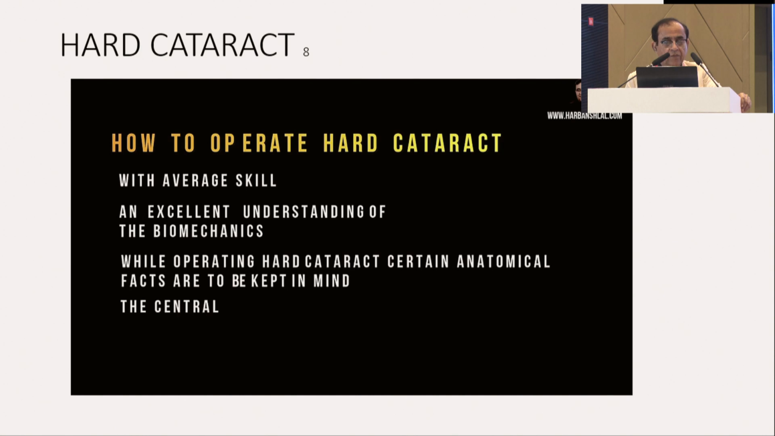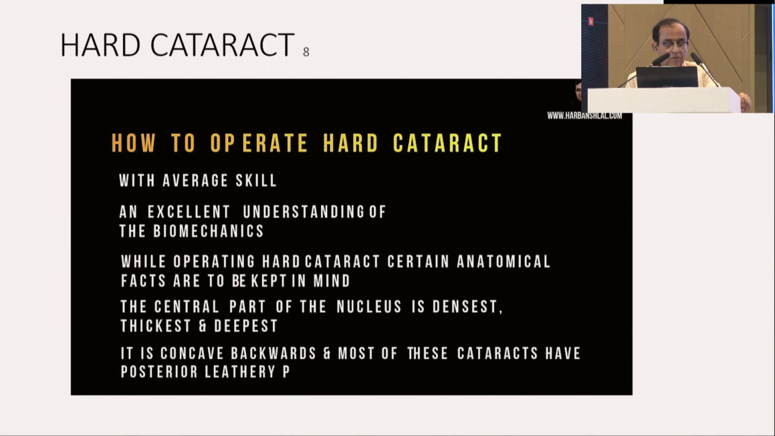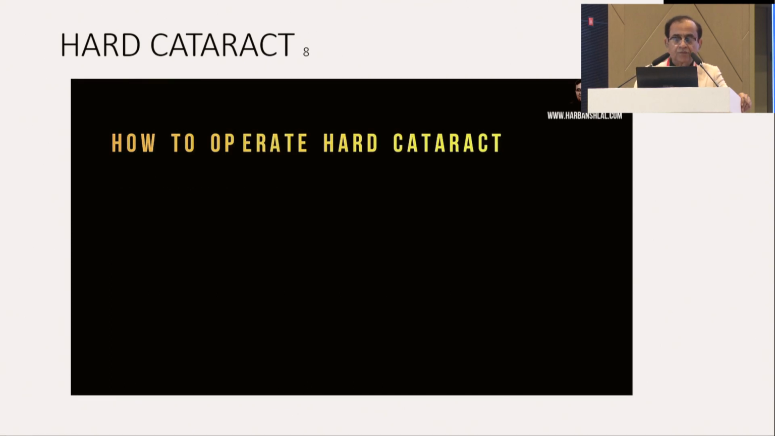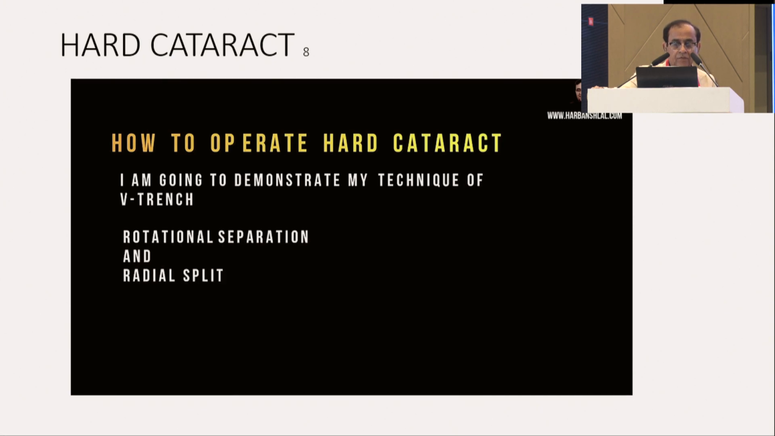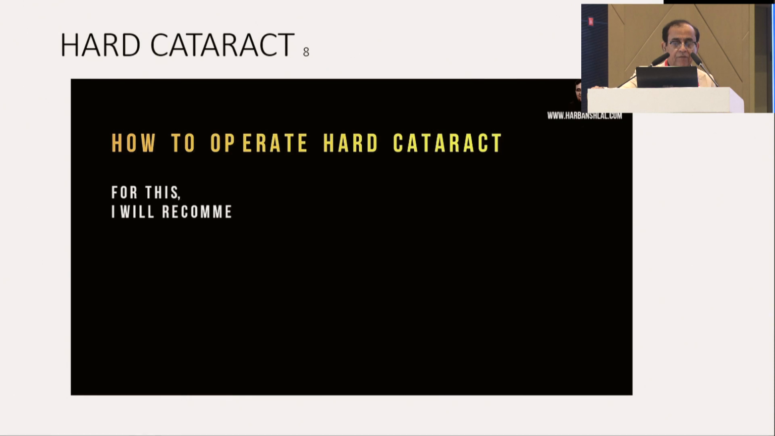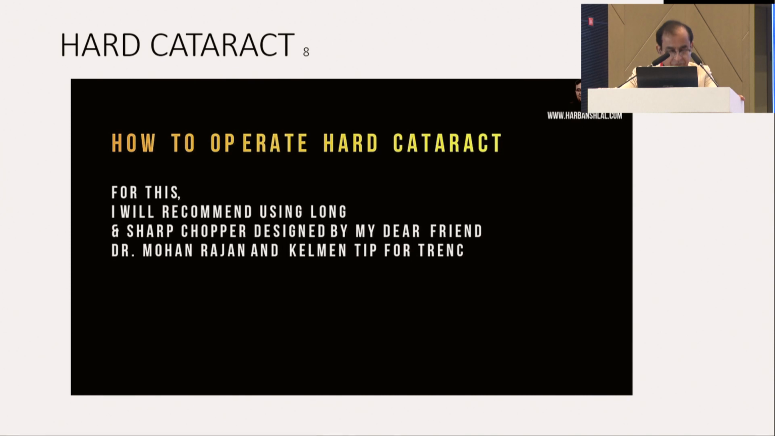The central part of the nucleus is densest, thickest and deepest. It is concave backwards, and most of these cataracts have a posterior leathery plate. To manage these challenges, I am going to demonstrate my technique of V-trench, rotational separation and radial split. For this, I will recommend using long and short chopper designed by my dear friend Dr. Mohan Rajan and Kelman tip for ease of trenching.